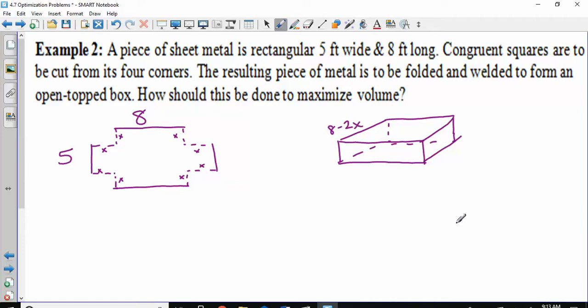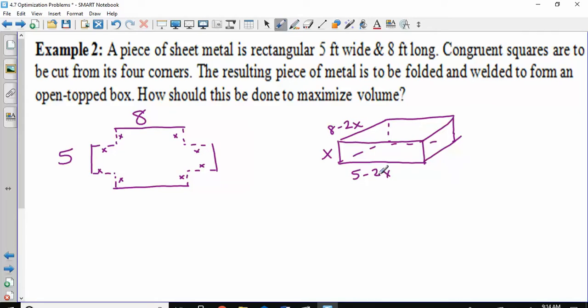Okay, same thing on the short side. It had a length of 5, but I removed a square on each end. So how long is it now? 5 minus 2x. Okay, so then I create this box by folding up those sides. How tall is this box when I fold it up? X. The height is just the width of that tab.